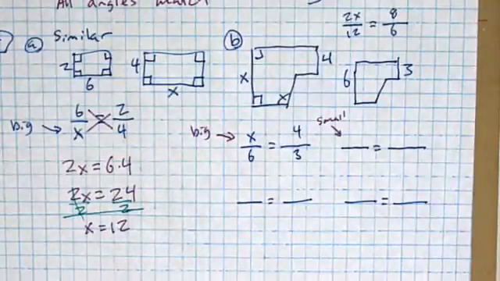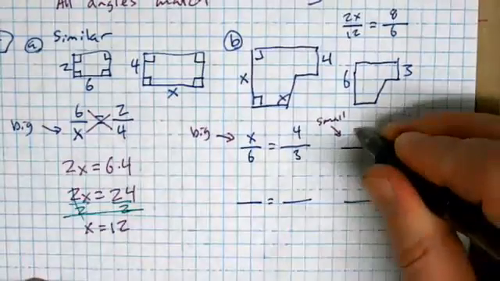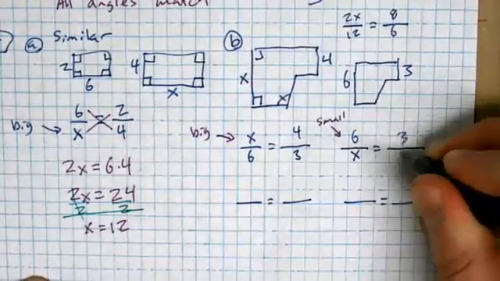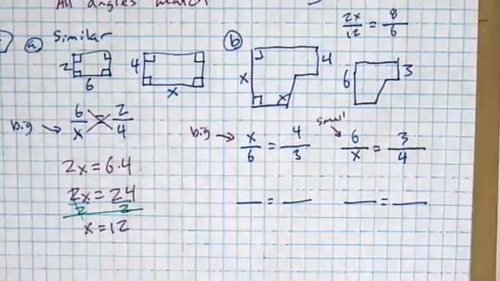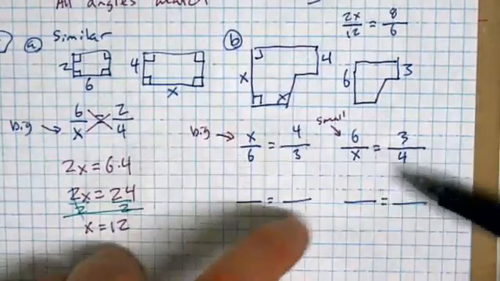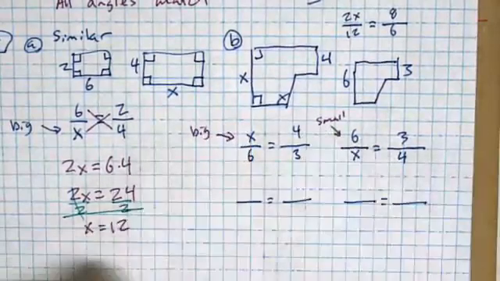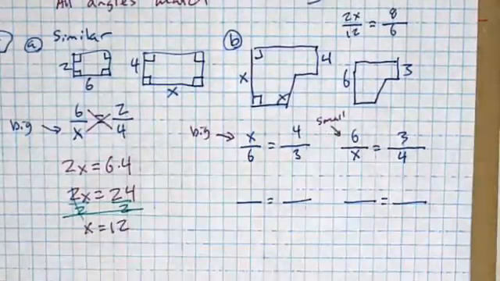Looking for another one? Did you have your hand up a second ago? Do you have another one for me? Six over x equals 3 over 4. Anybody else have that one? That's basically the same thing, but we flipped both of the fractions, didn't we? Instead of putting the big side on the top, we put the smaller one on the top. Anybody have another one?